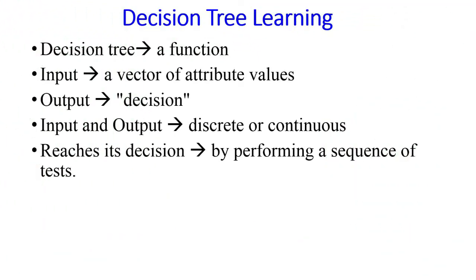A decision tree represents a function that takes as input a vector of attribute values and returns a decision, that is, a single output value. The input and output values can be discrete or continuous. A decision tree reaches its decision by performing a sequence of tests.